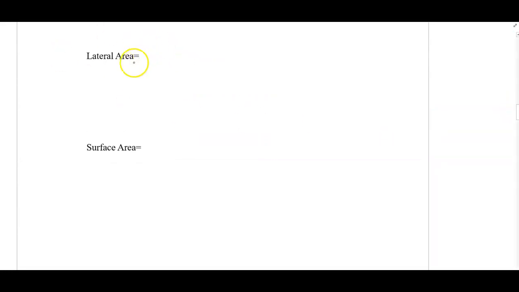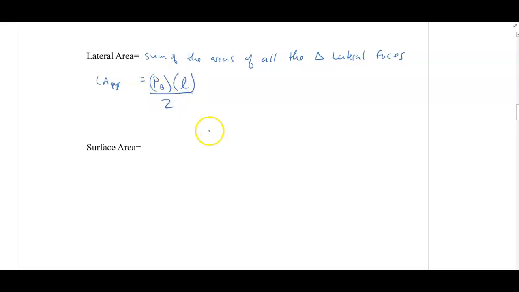Now, the lateral area is basically the sum of the areas of all the triangular lateral faces. So when we look at this, you could actually find the area of each triangle and add them all up. But we could also use the formula. So the lateral area of a pyramid could also be the perimeter of the base times the slant height L, all divided by 2.